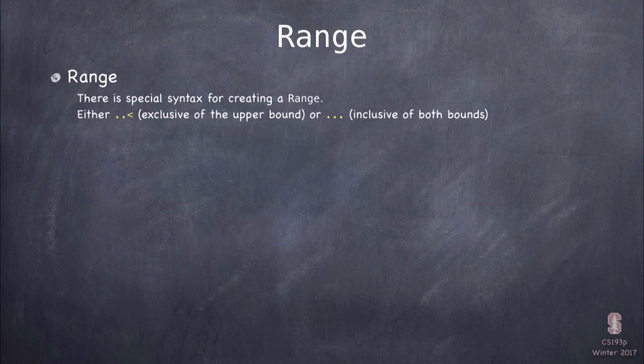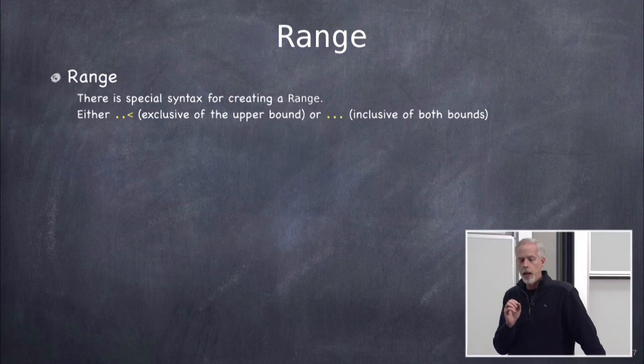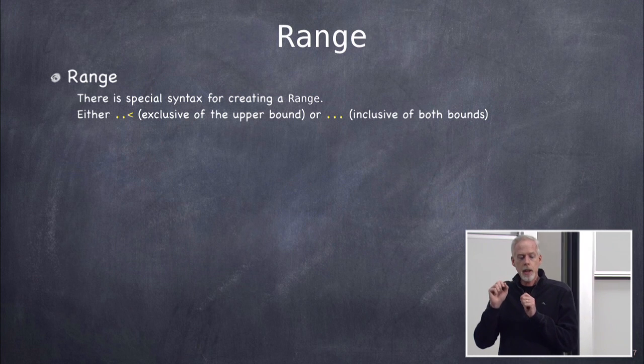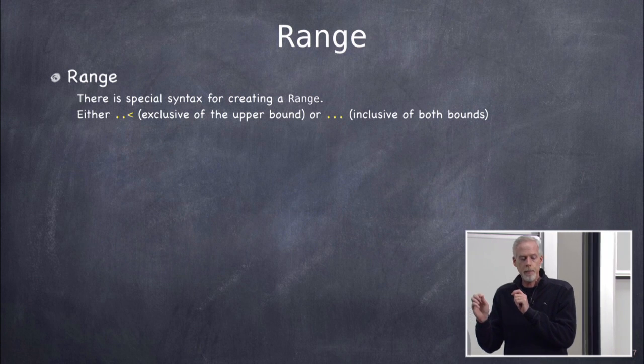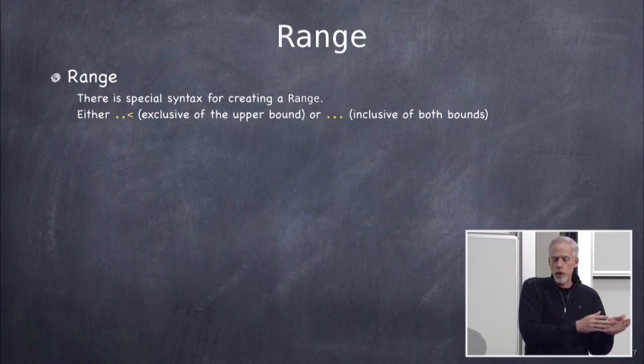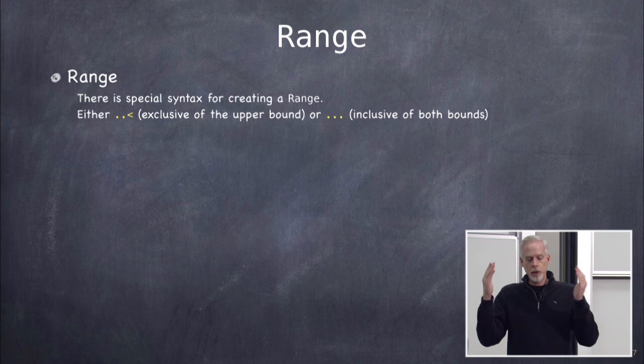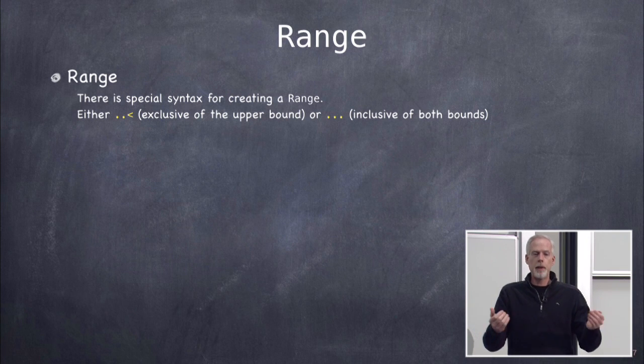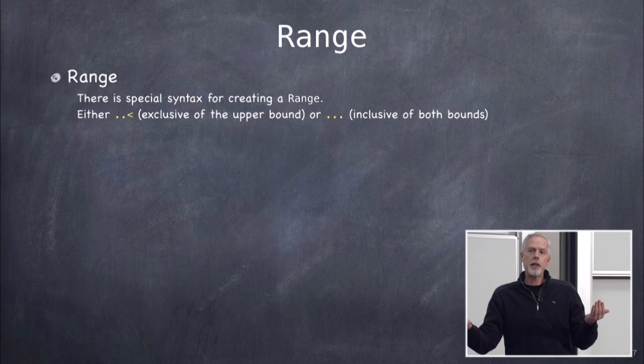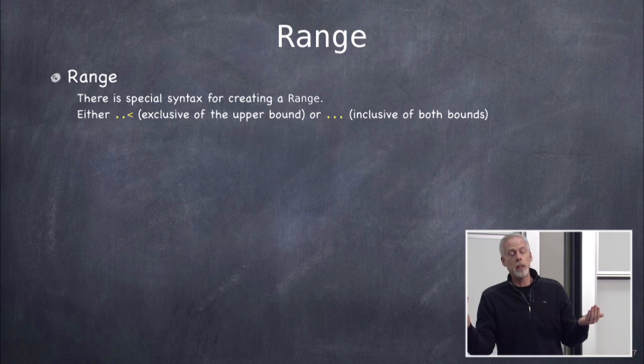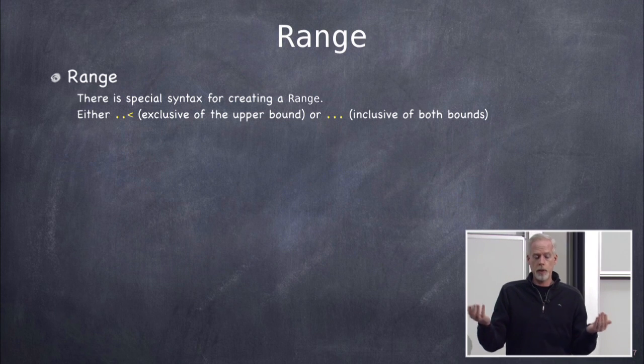There's a special syntax for doing range, which is ..< or ... The ..< means you put the start index and the end index on either side of the ..<, and that means go from the start index to the end index, but don't include the end index, not inclusive of it.